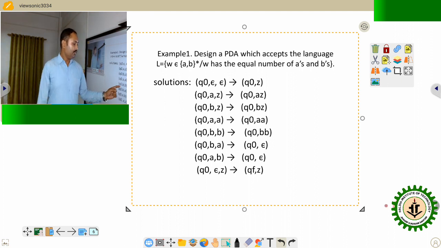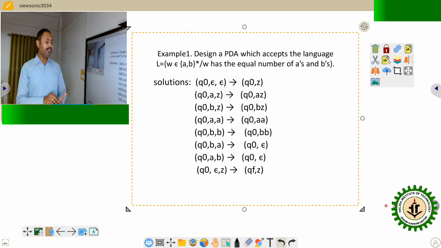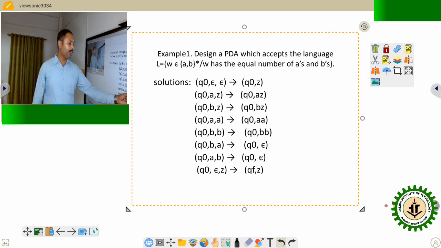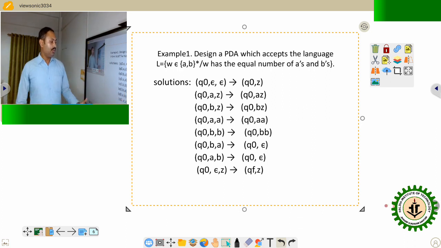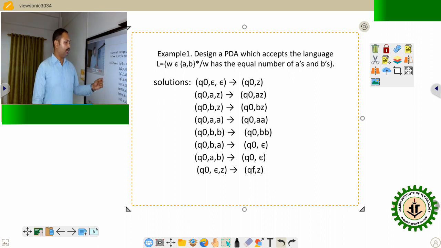Now we are going to insert input symbol B. The top of the stack is B, so we can easily place the B after B: Q0, B, comma B. Now this movement is very much important.